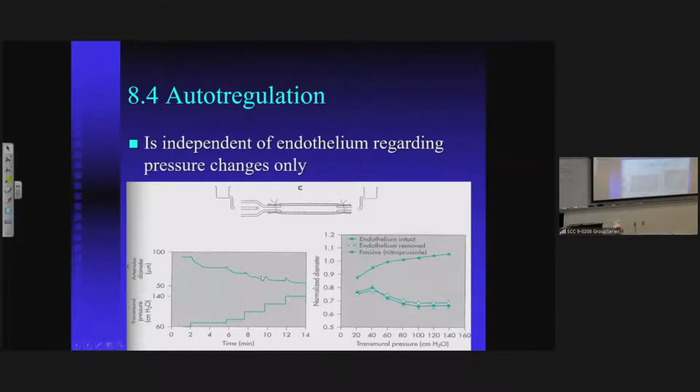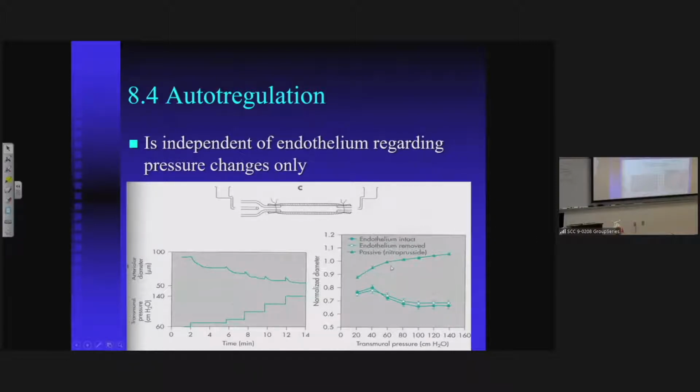This is the diameter dropping with pressure rising. Here's pressure rising, and here's diameter. So this is showing us the same thing, but now with and without endothelium. So the vessel still constricts even without endothelium. That's basically proving to us that the endothelium does not play a role in the myogenic mechanism. It's the pressure sensors in the wall, in the media, in the muscle.